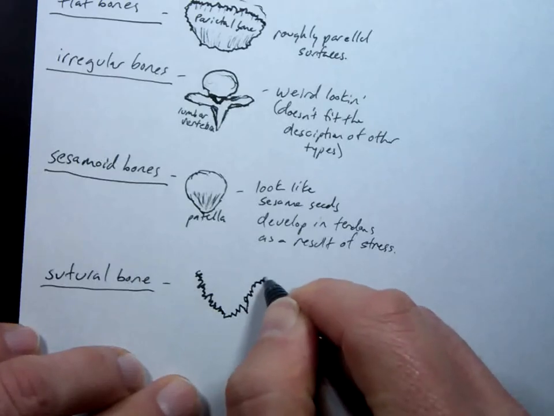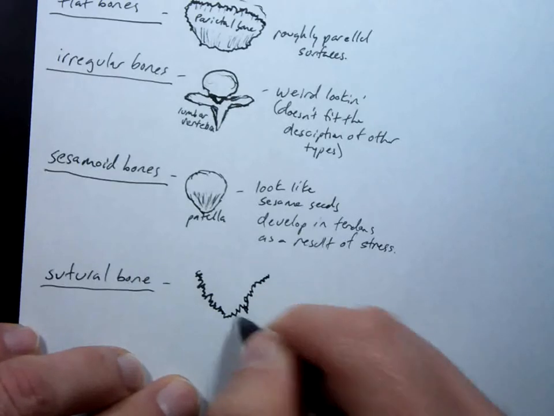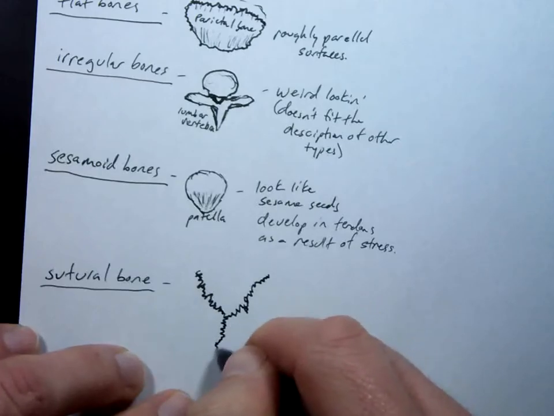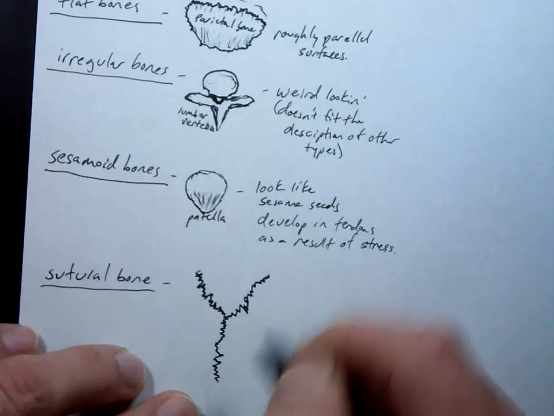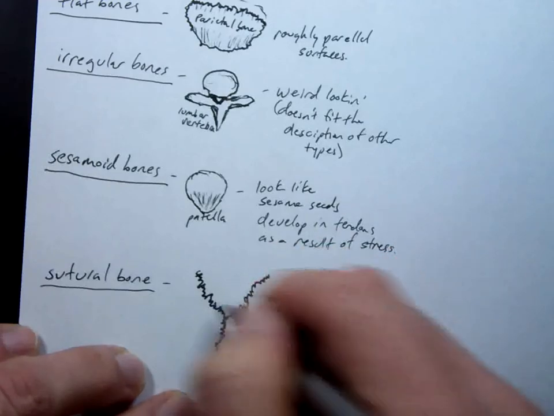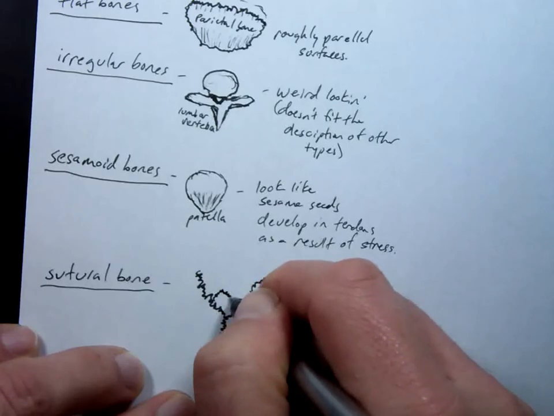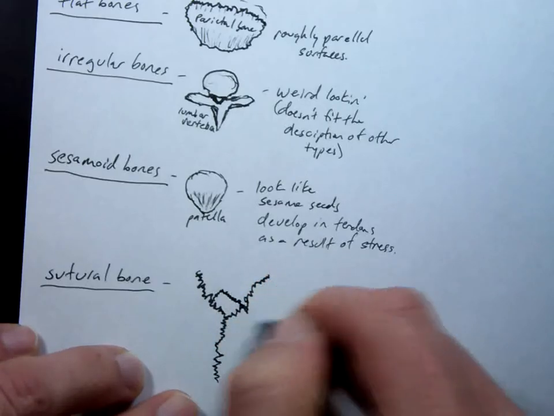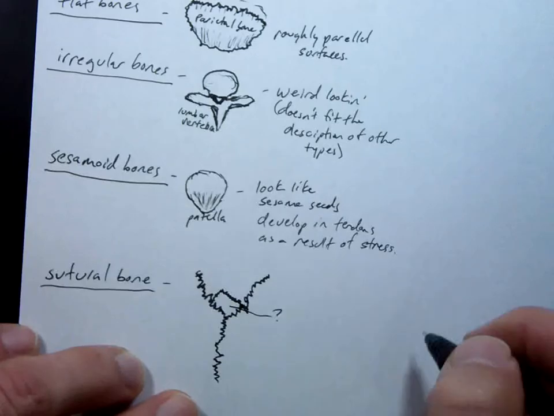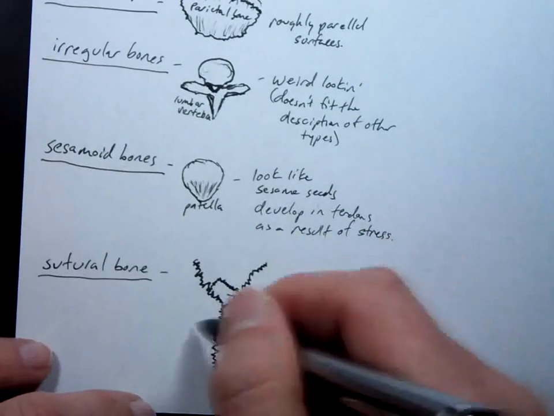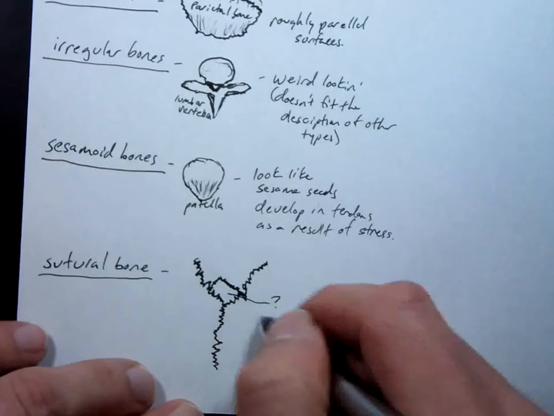So I'm going to draw, this is like a superior view, rotated backwards here. You're looking at the lambdoidal suture, sagittal suture. And sometimes there's a bone there that doesn't really have a name. You know, that's occipital, these are parietal. Who's this guy? That's a sutural bone.